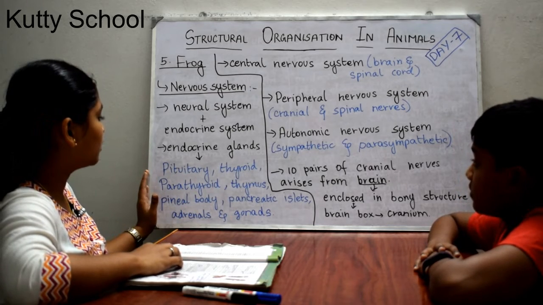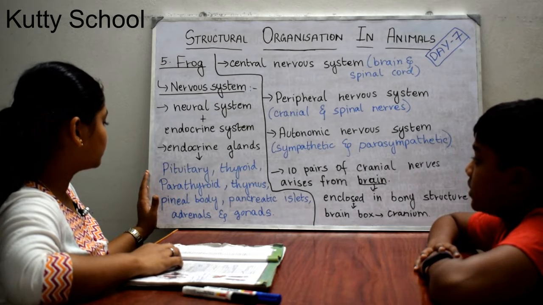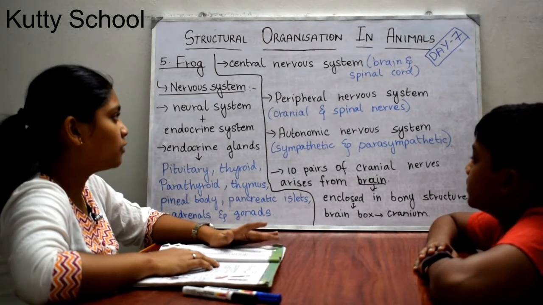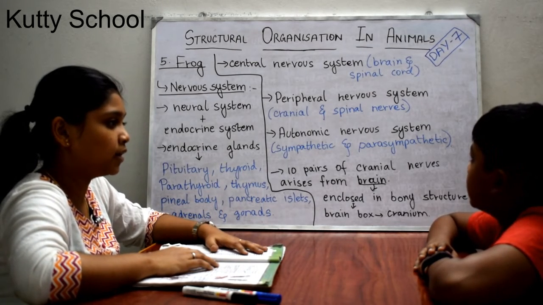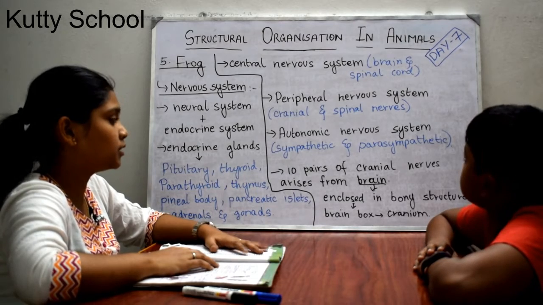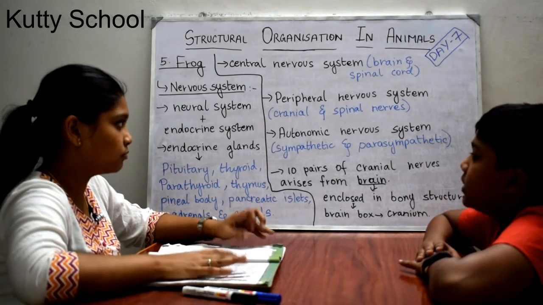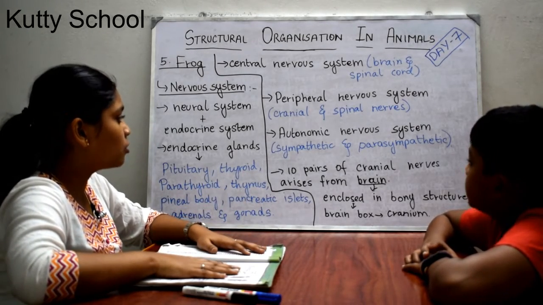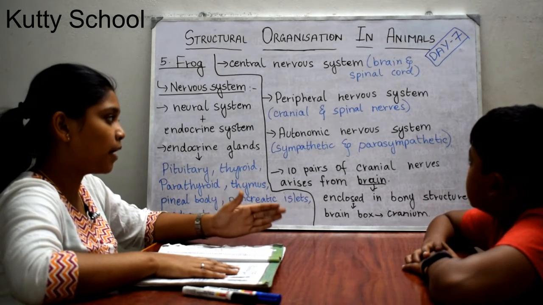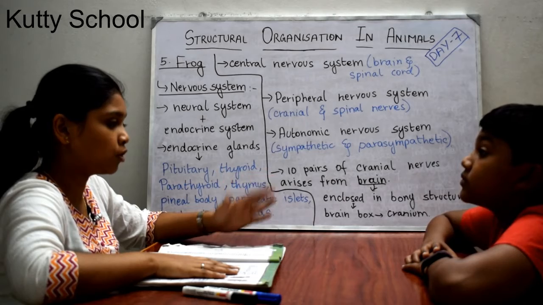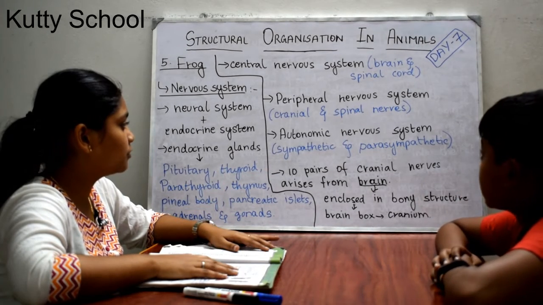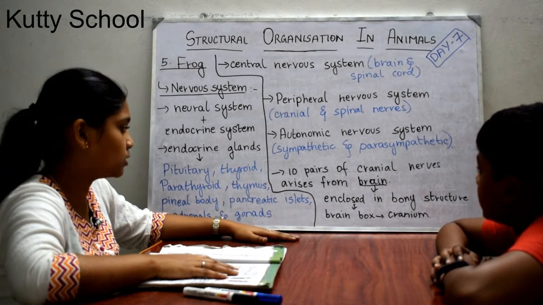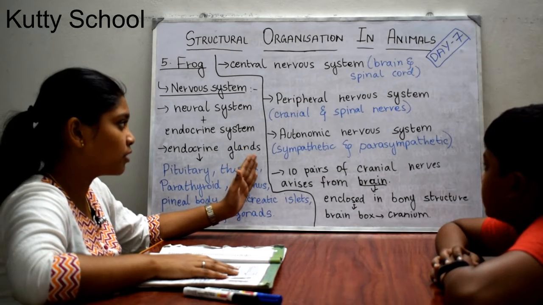So these are the eight endocrine glands present in frog. The central nervous system is composed of the brain and spinal cord. The peripheral nervous system is the nerves coming from the brain, which are cranial nerves, and spinal nerves connected to the spinal cord. The autonomic nervous system is composed of sympathetic and parasympathetic nerves. So we have central, peripheral, and autonomic.